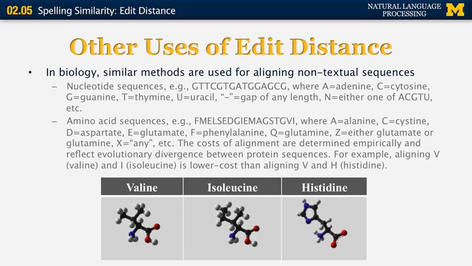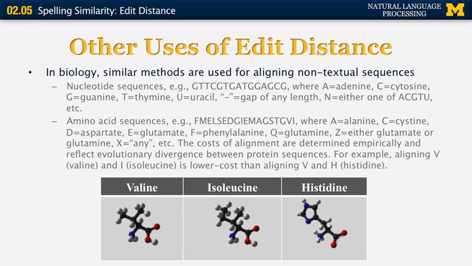So the method that I just described is based on dynamic programming, and it was used for aligning text sequences. But similar methods can also be used for aligning non-textual sequences. For example, nucleotide sequences, like in the previous example, where you have either DNA or RNA sequences consisting of symbols like ACGT for DNA and ACGU for RNA. But you can also have some special wildcards, such as dash, which stands for a gap of any length, and N, which stands for either one of the nucleotides.